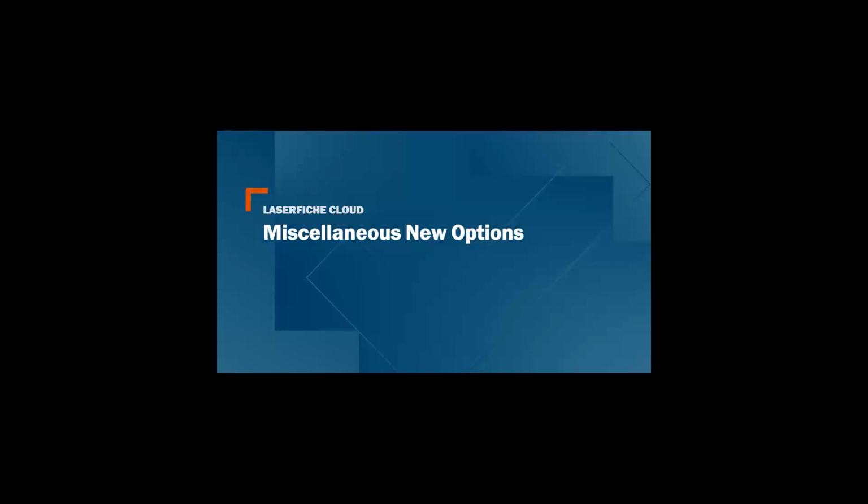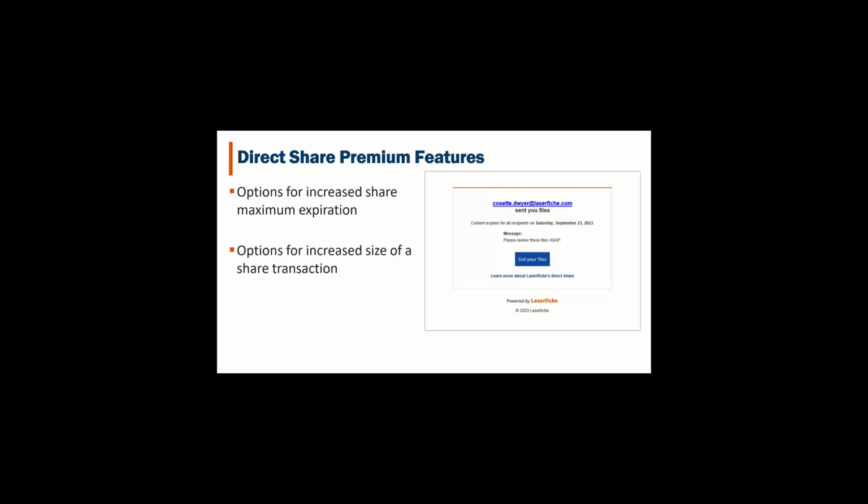There are also a handful of miscellaneous new options for cloud that I want to share that didn't quite fit into the other categories, but are still very exciting. Laserfiche has expanded some of the limits on direct share. Depending on what tier you're on, there are different options now for increased file sharing size, as well as the maximum expiration date you can set on a share. As a reminder, direct share allows you to securely share files from your repository with outside users, and set security options like an expiration date, password protection, and more.